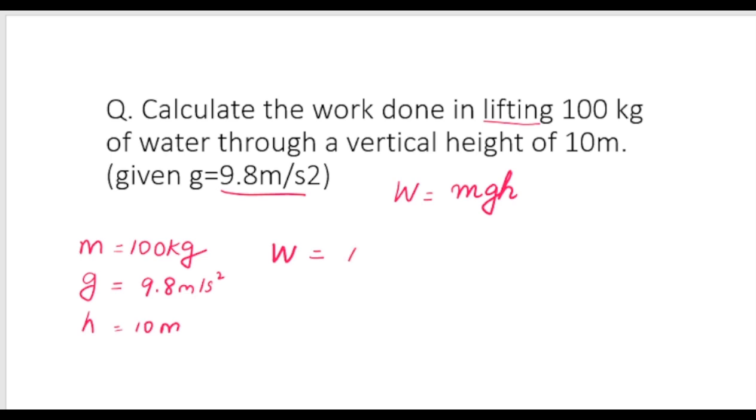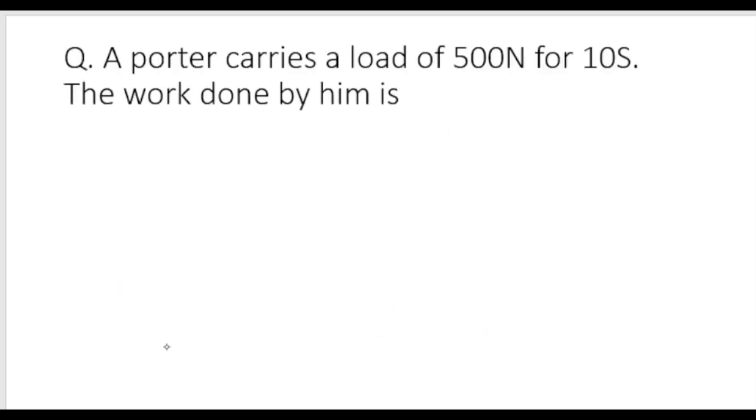So we have to multiply mgh, substituting 100 into 9.8 into 10. So it becomes 9,800 joule. A porter carries a load of 500 Newton for 10 seconds. The work done by him is.